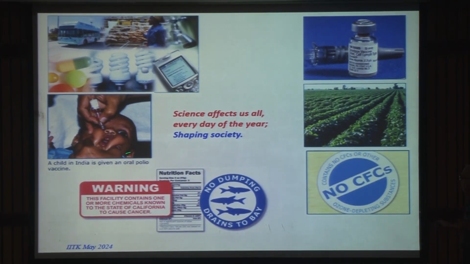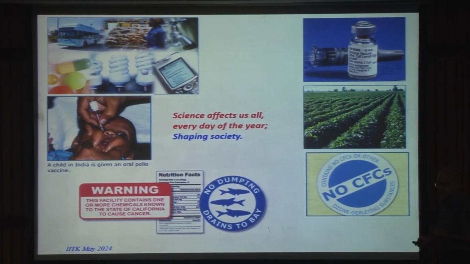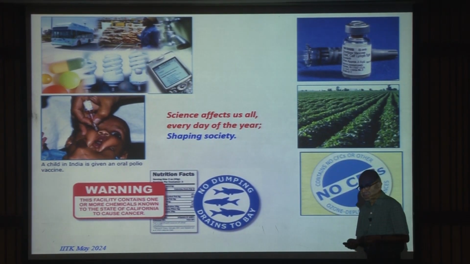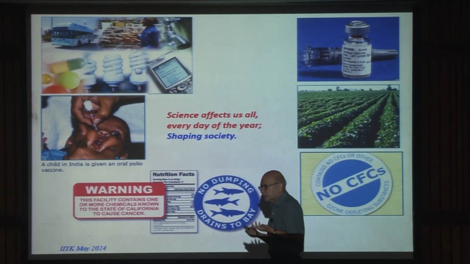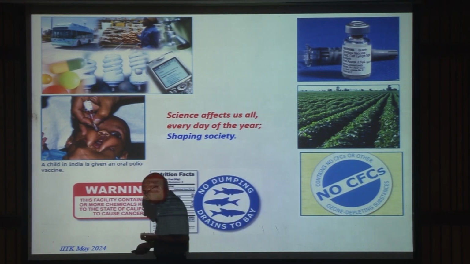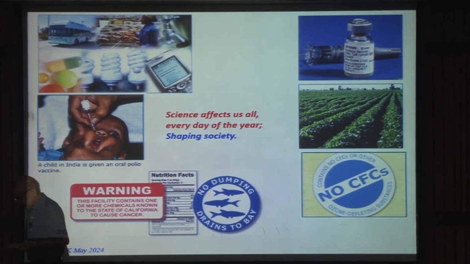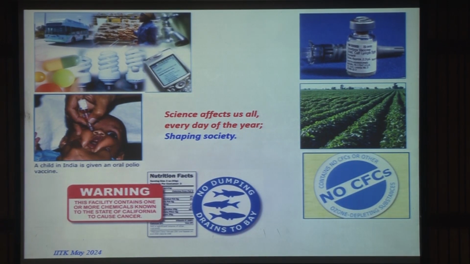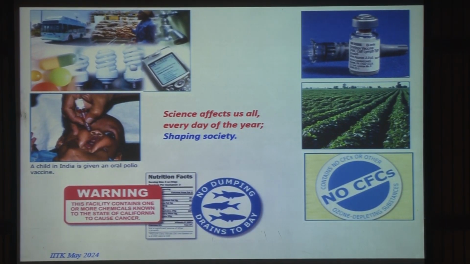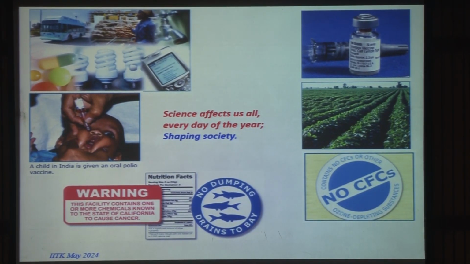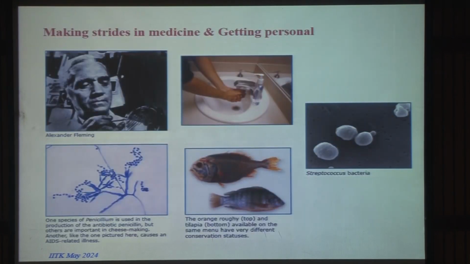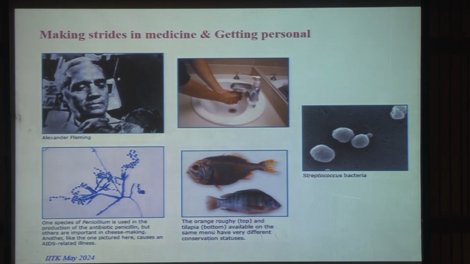Science affects us all every day of the year, shaping society. It improves quality of life, longevity, quality of food. We are trying to ensure that there should be no hunger, no poverty. Everybody should have potable water and all those things. Or you can think of all these vaccines, medications, everything.